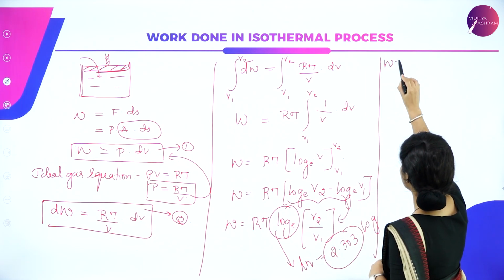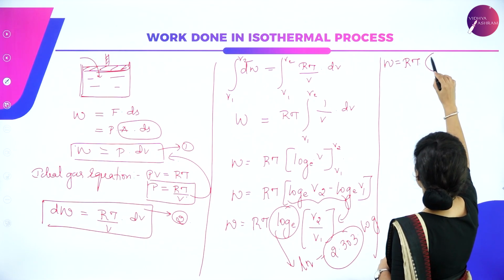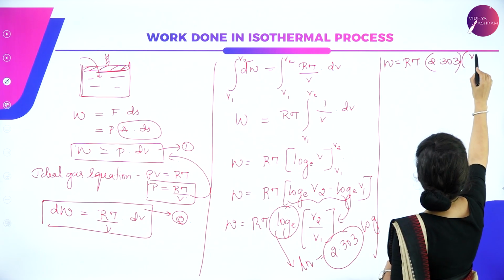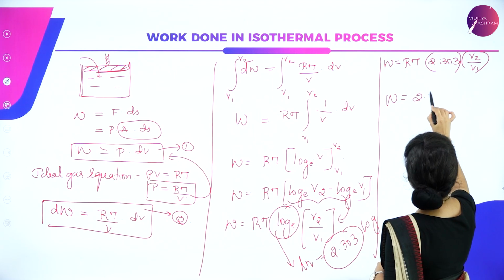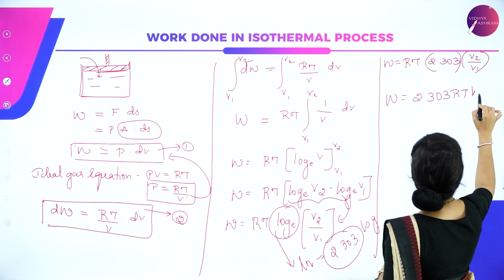So we have W is equal to RT times 2.303 of V2 divided by V1, which can be written as 2.303 RT log.